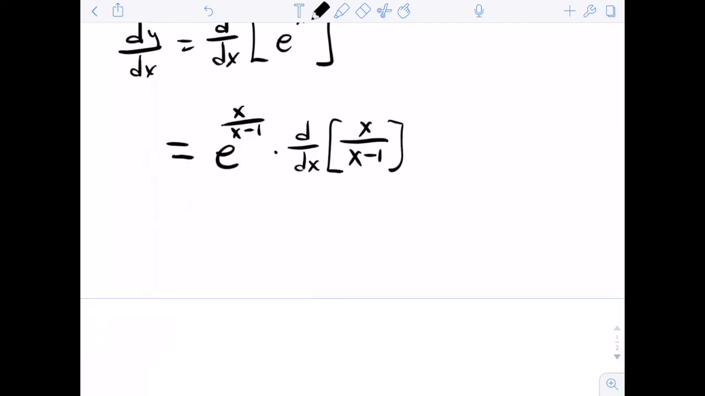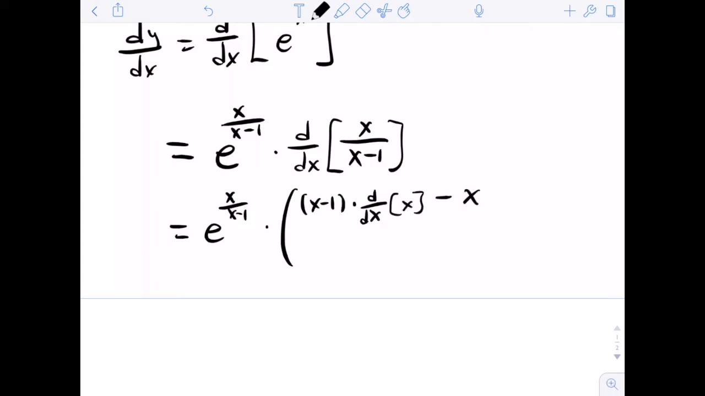Okay, now this is just two functions, one being divided by another. So we can use the quotient rule, right? So if we use the quotient rule, this stays the same. The quotient rule says low times the derivative of the high thing minus high thing times the derivative of the low thing, all divided by the square of the denominator.